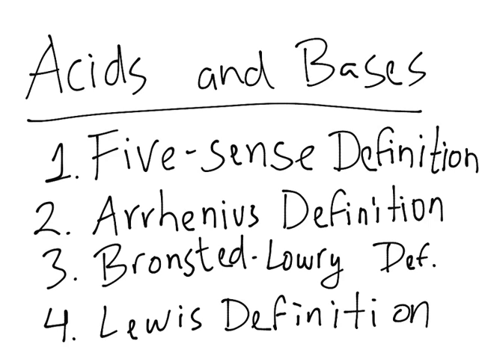Each of these theories or definitions has a different way to tell the difference between an acid and a base. In this video, as I said before, I will only be talking about the 5 sense definition, but I will make sure to put the link at the end of the video for the Arrhenius, Bronsted-Lowry, and Lewis definitions, because they are essential in chemistry. So, the 5 sense definition.